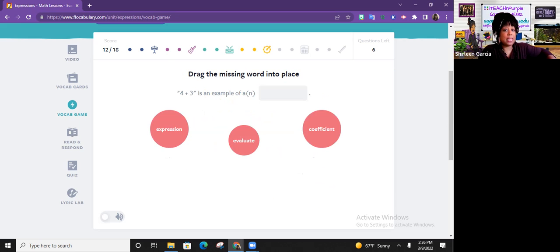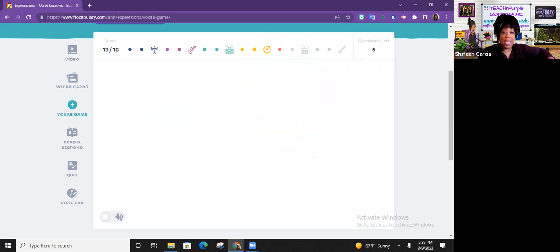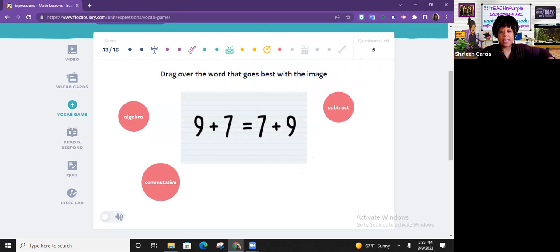4 plus 3 is an example of what? An expression, evaluate, coefficient. It just says 4 plus 3. Yes, it's an expression because it's just a phrase. It has no equal sign. We can't solve it. All right, what is this? 9 plus 7 or 7 plus 9. It's traveling, but it means the same thing. Is it algebra, subtract, or commutative?